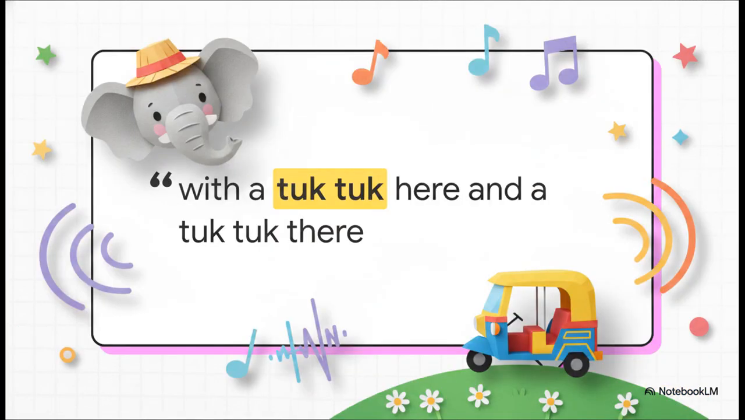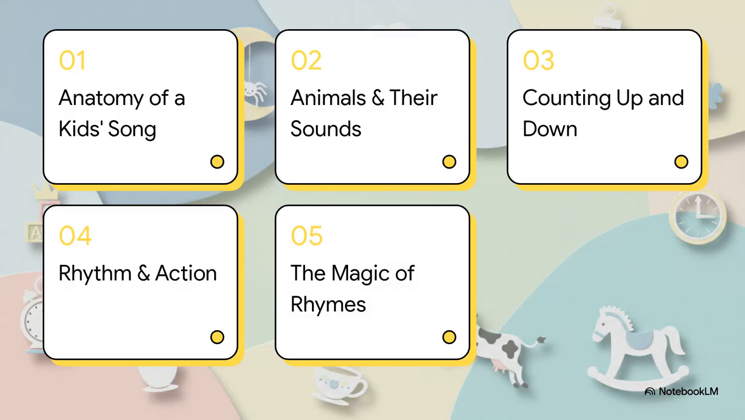When you look at the raw lyrics, like this delightfully chaotic snippet from our source material on Old MacDonald featuring an elephant, it kind of looks like nonsense, right? Tuck, tuck here. But it's actually highly calculated. By taking these super familiar structures and then injecting them with surprising, slightly absurd elements, these songs are actively hijacking the brain's attention centers. Today, we are going to deconstruct this into 5 distinct pillars.